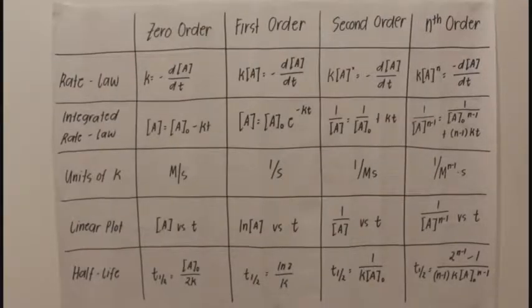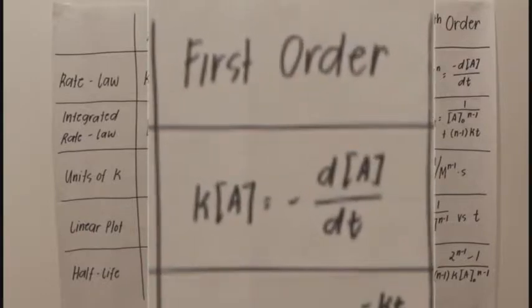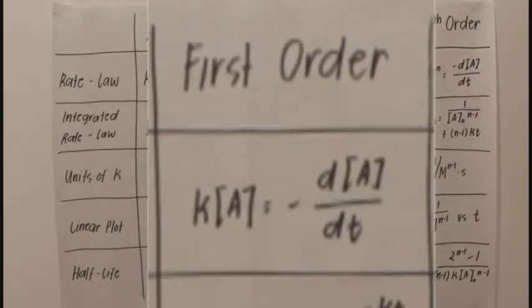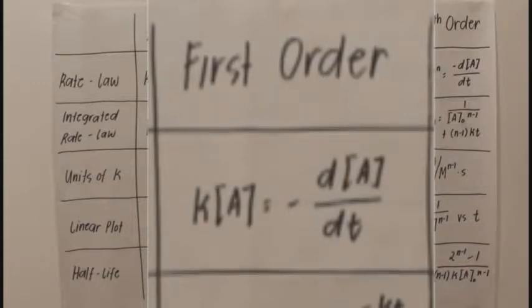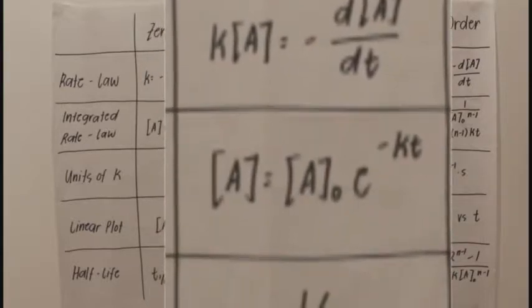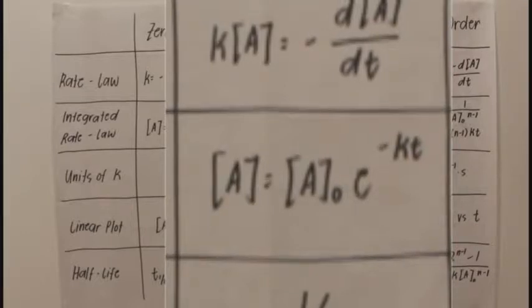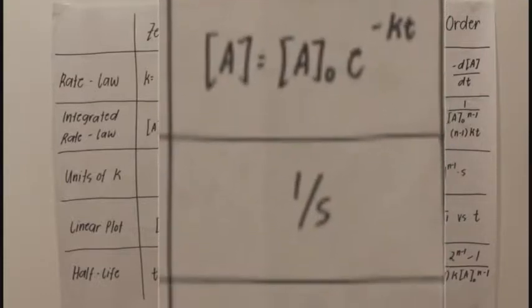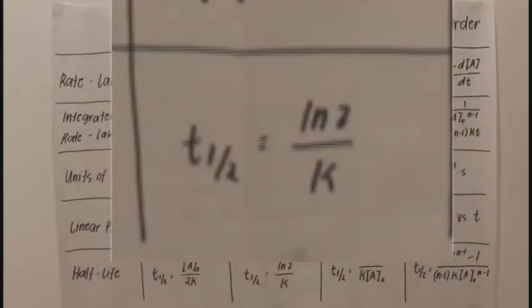Next is the first order. The rate law expression of this order is where K is equal to negative change in concentration divided by time, which is also equal to the rate law expression of the zero order. Next is the integrated rate law expression. It is where the concentration is equal to the initial concentration multiplied by Euler's number raised to negative K multiplied by time. The units of K is 1 per second. The linear plot of this order is where the ln of the concentration of A is plotted relative to time. The half-life of this order is when ln of 2 divided by K.